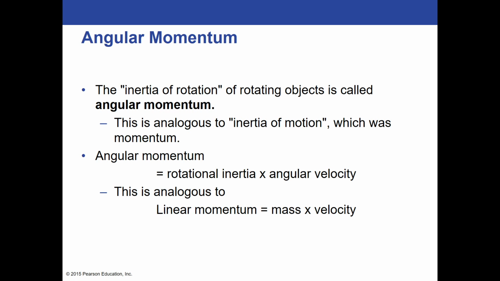We also have angular momentum. Angular momentum is also conserved as rotational momentum. The inertia of rotation of rotating objects is called angular momentum. This is analogous to inertia of motion, which is momentum.